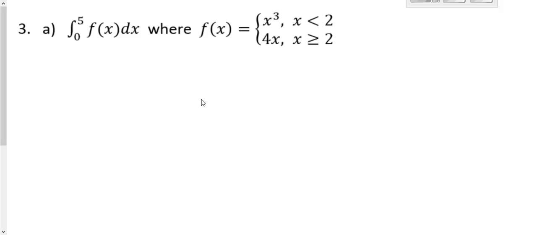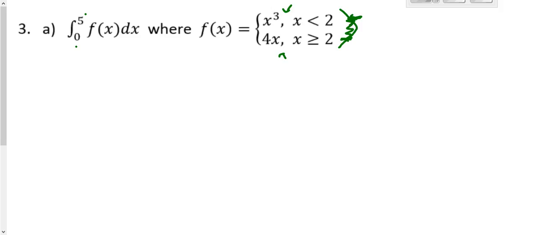So it's asking us to integrate from 0 to 5 of a function where the function is a piecewise function, okay? So this says when x is smaller than 2, our equation is x cubed. When x is larger than 2, our equation is 4x. Now, properties of integrals allow us to split up this integral. So even though 2 is in the middle of 0 to 5, we can still write this integral and figure out what the area is.